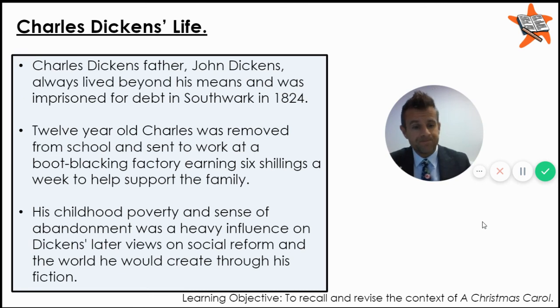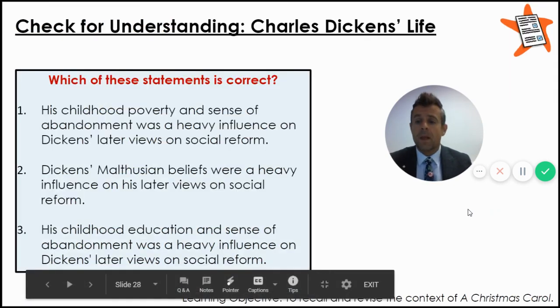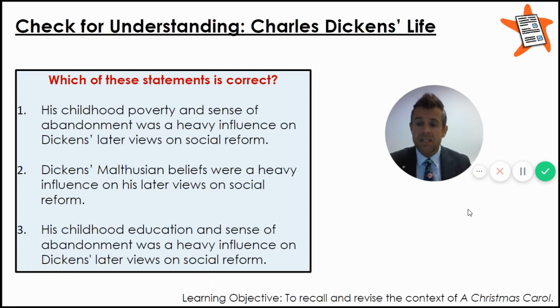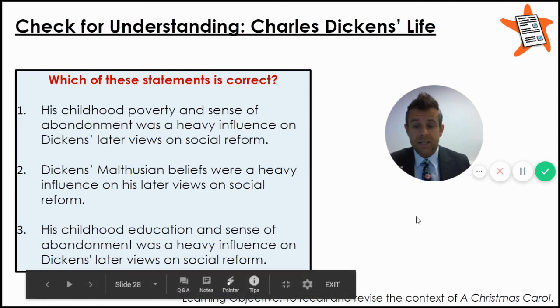Okay. Quick check for understanding then. Which of these statements is correct? Dickens's childhood poverty and sense of abandonment was a heavy influence on his later views on social reform. Dickens' Malthusian beliefs were a heavy influence on his later views on social reform. Or is it number 3? His childhood education and sense of abandonment was a heavy influence on Dickens' later views on social reform. You've got about 10 seconds thinking time.